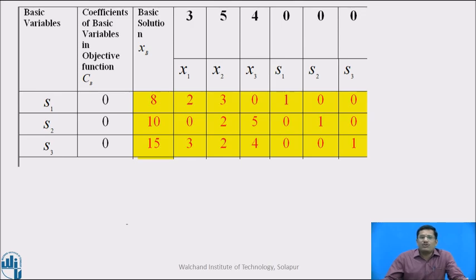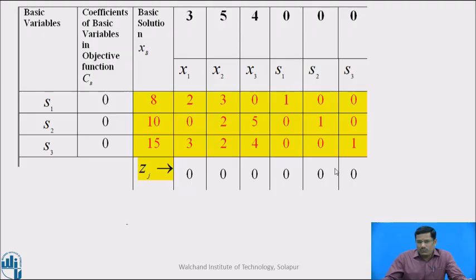Now once we set up this body matrix, the next job is calculating the zj row, that is the sum of the product of the CB column and the xj column. In the initial simplex table, we always have the coefficients of the slack variables as 0, which means that when we multiply 0 by any number, it results in 0. That's why in the initial simplex table, the zj entries are always 0.